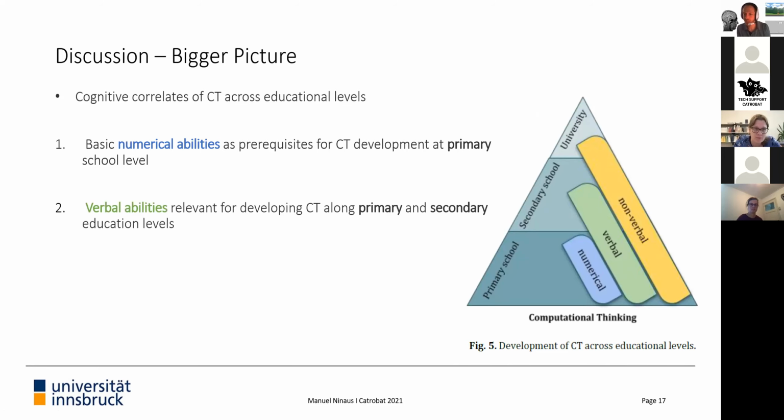Second, verbal abilities seem to be relevant for developing CT both along primary and secondary educational levels, and it may well be that they are relevant for verbalizing an algorithmic process as a scaffolding cognitive strategy at an early stage. However, this semantic mapping of words to actions may be less important later on. And third, non-verbal reasoning abilities seem to be essential for CT all the way from primary education level up to university level and beyond.